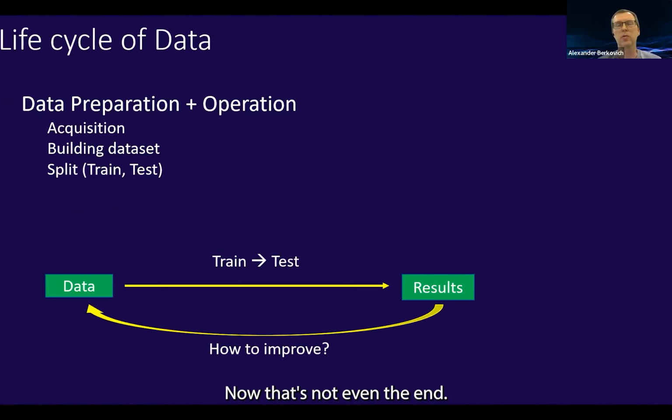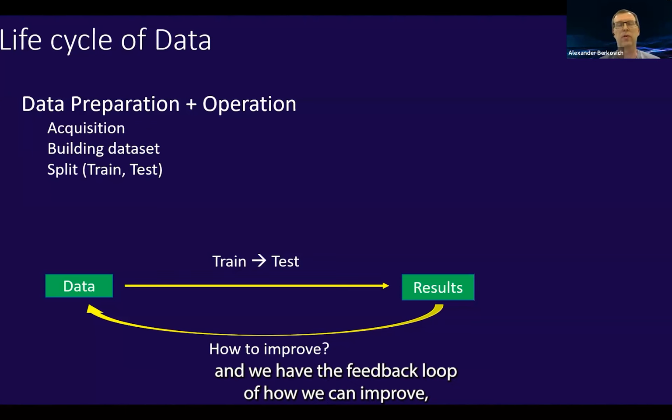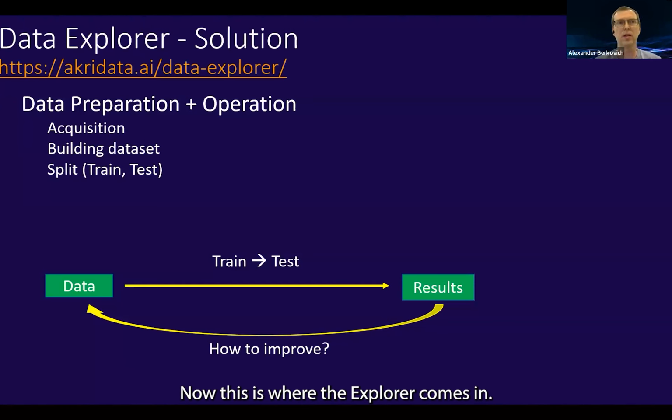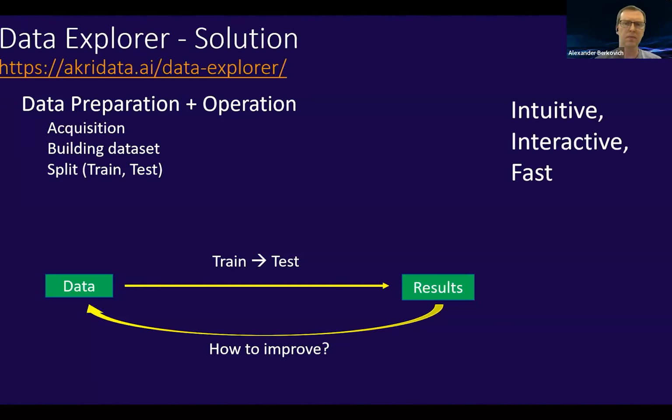Now, that's not even the end of it. Once we have a first reusable data set, we start developing the algorithms, training the models, testing them, and we have the feedback loop of how we can improve the quality of the data and the quality and accuracy of the results. Now, this is where Data Explorer comes in handy.